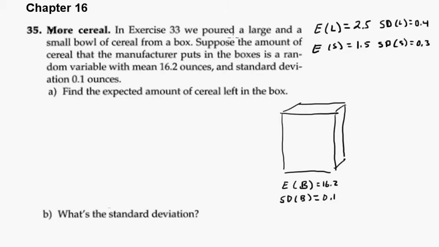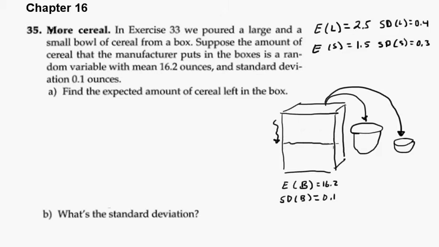Finding, let's see, suppose the amount of cereal the manufacturer puts in the boxes is random. So we're pouring a large and a small bowl. Here's our large bowl and here's our small bowl. We're going to pour some out and pour some more out, so the amount in the box is going to go down. The question is, how much is left in the box? Find the expected amount.